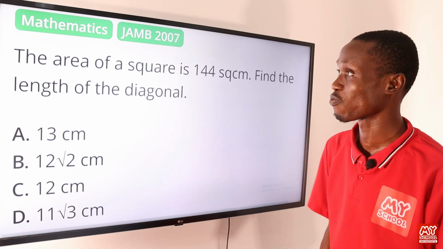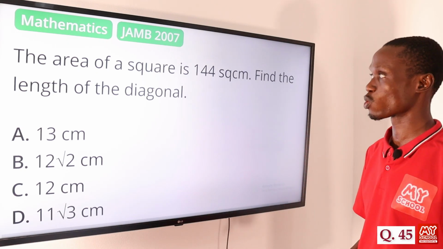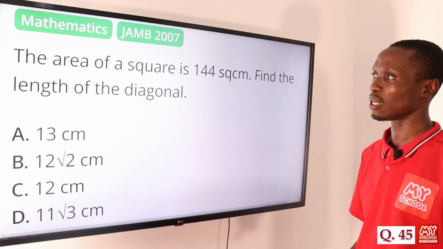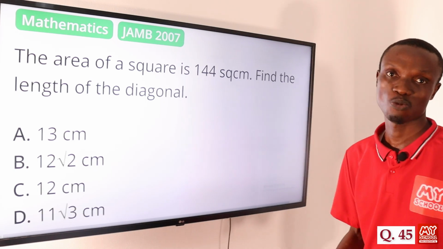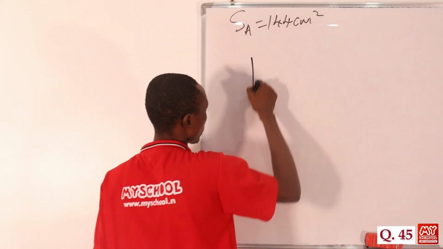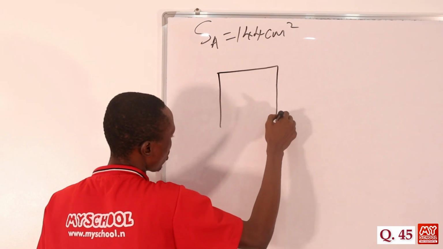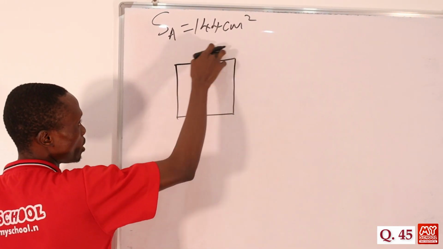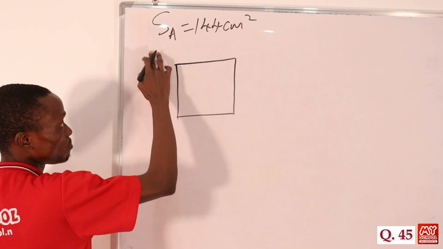Moving on to question 45. The area of a square is 144 square centimeters. Find the length of the diagonal. So let's move over to the boards to provide an answer to this question. So this is a square. What you must know about a square is that all the sides of a square are equal, right? But in this question, we don't know the value of the sides, but we are given the area.